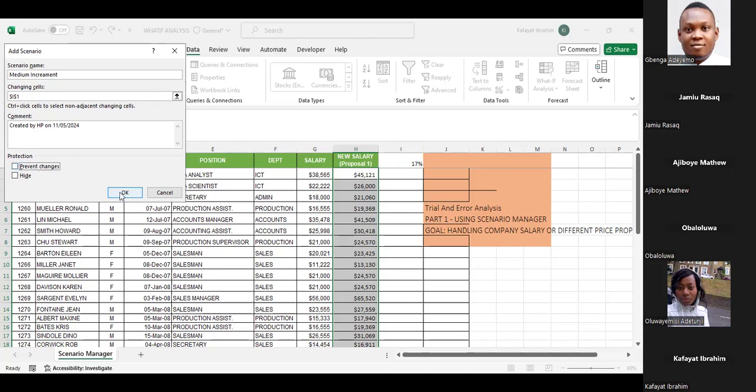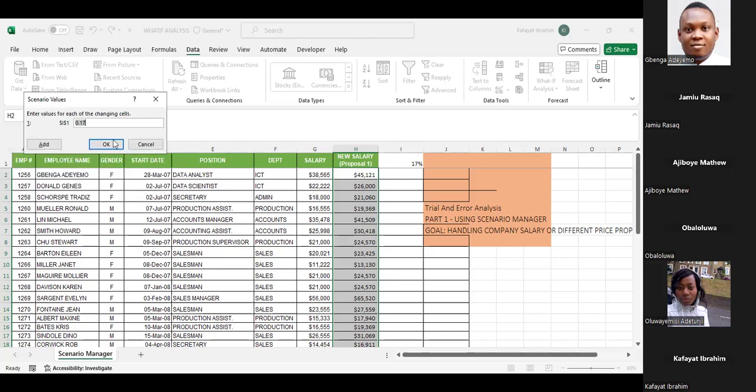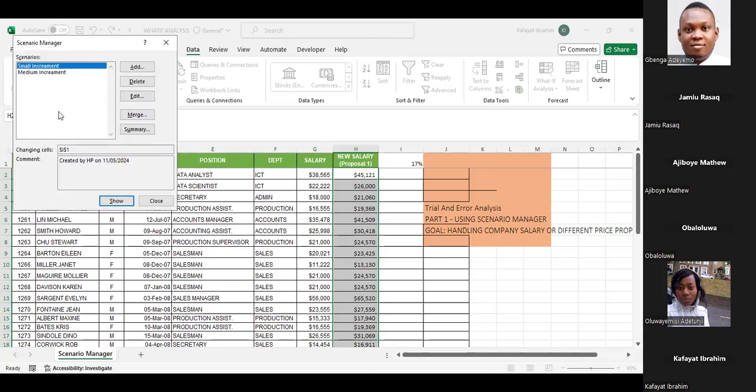Click on the I1. Yeah, click on OK. Now, 45% in decimal is what? 0.45. Thank you. 0.45. Click on OK. So now we have two scenarios.